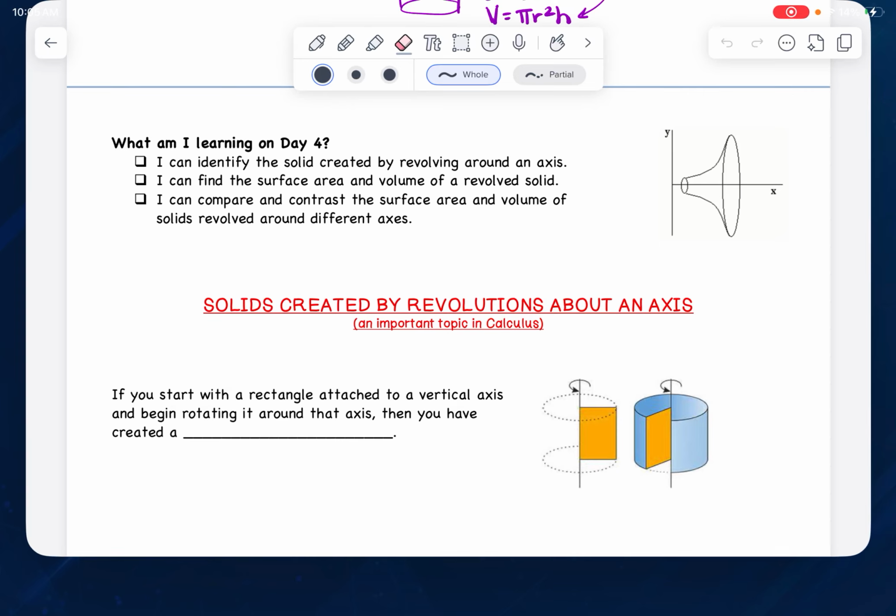All right, so on day 4, we're going to be talking about revolutions around an axis. If you take a 2-dimensional shape and you spin it around an axis, it will create a 3-dimensional solid, right? And this is a super important concept when you get to calculus. You'll learn how to find the area and volume of solids, which is what we're doing today, but you'll add on to that when you get to calculus. So we're just going to do relatively easy revolutions around an axis.